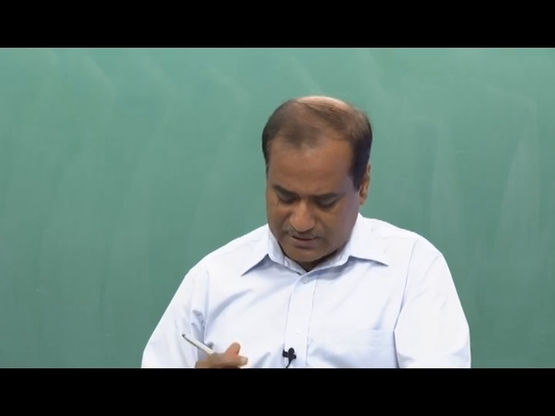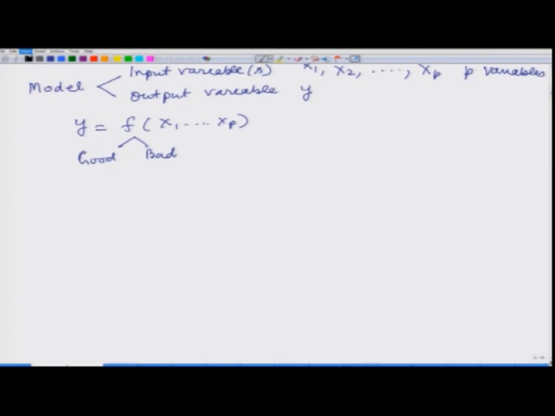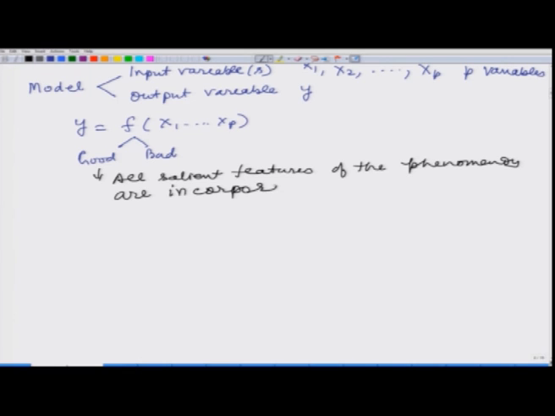Right. So, I can say here that in case of a good model, I would like to have all salient features of the phenomena incorporated. Right. The next question comes, well, I would like to have a good model, no doubt about it, but then how to obtain it? Right.